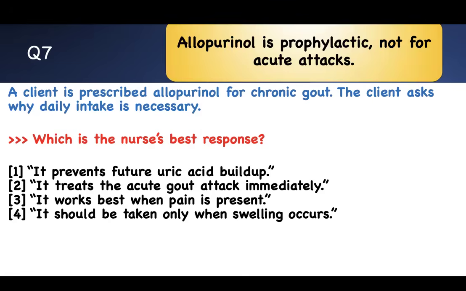It's a chronic condition. Therefore, we take it for chronic as a what? Prophylaxis, not for acute attack. Number 1 is the right answer.